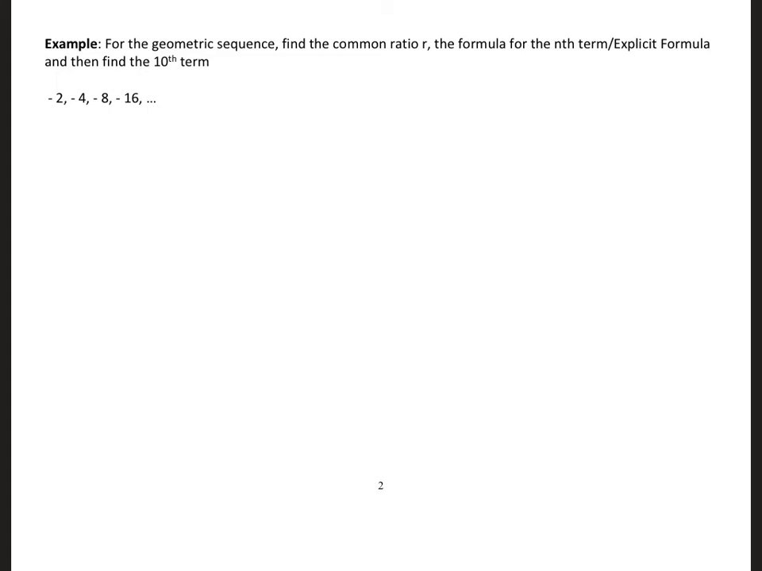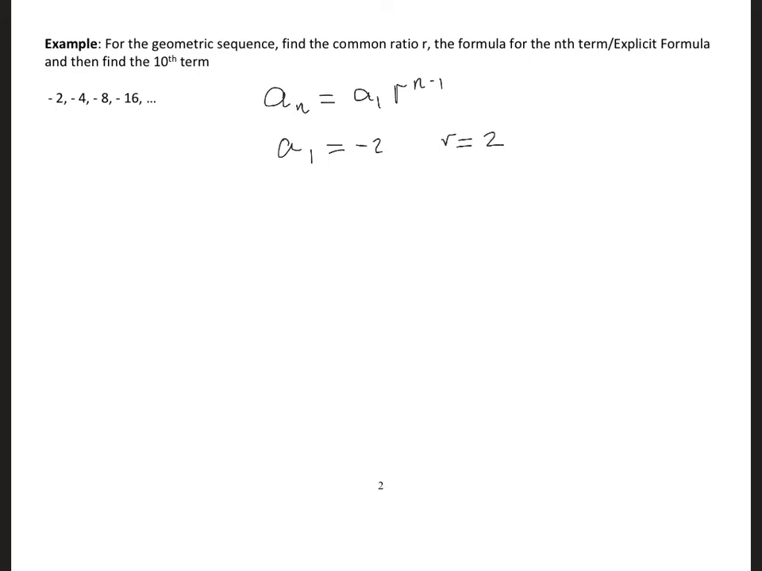Okay, for the geometric sequence, we are going to find the common ratio, then find the explicit formula and then the 10th term. Remember, the general formula for the nth term is given by the first term, then the ratio raised to n minus 1. So in this problem, we know the first term is -2. Let's find the ratio. We are multiplying by 2 every time. So the ratio is 2.